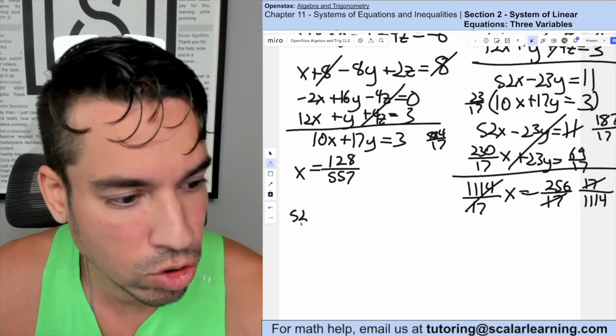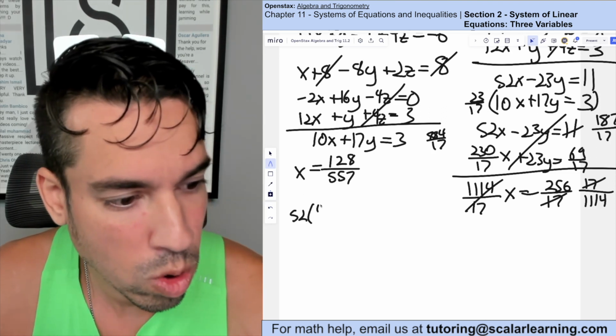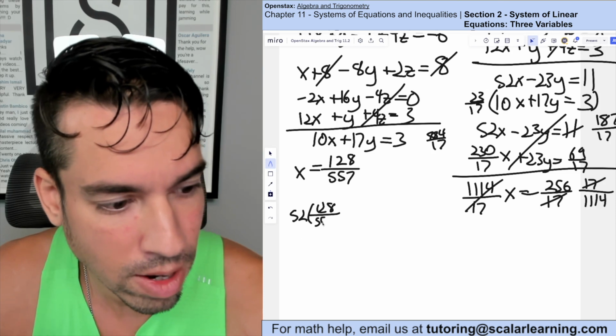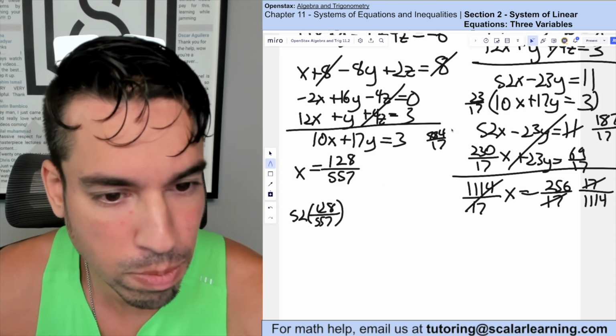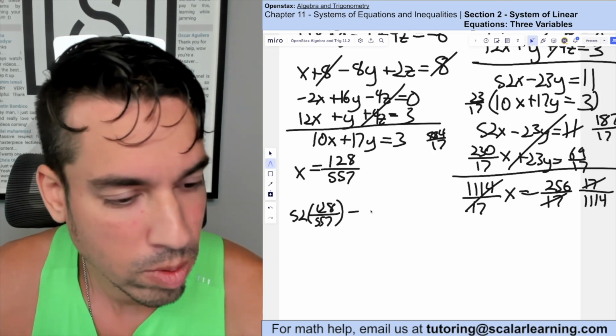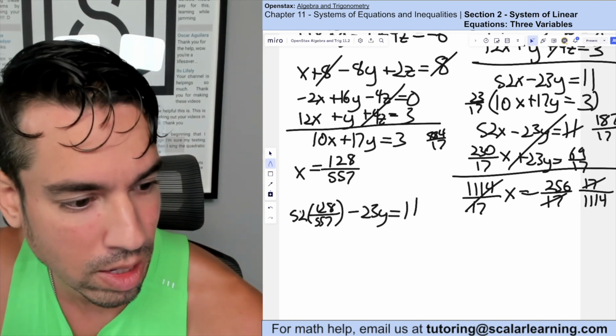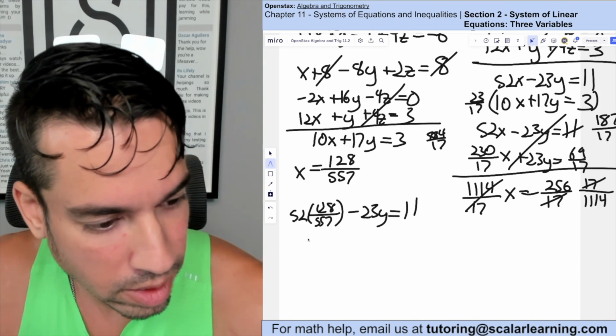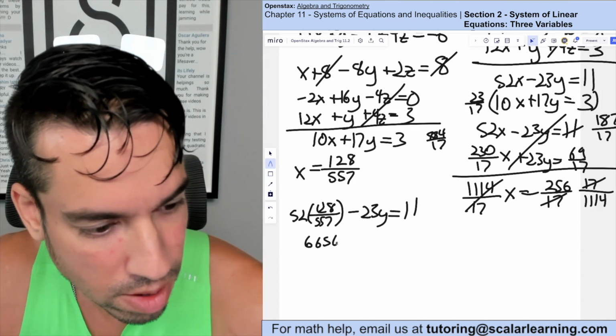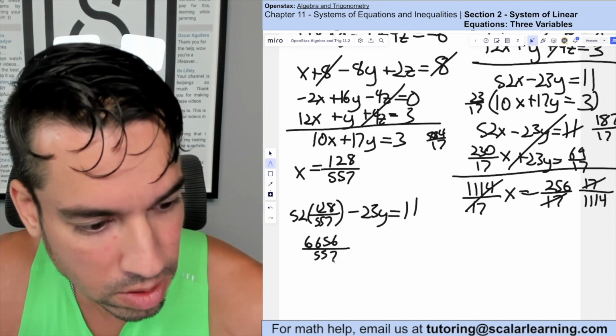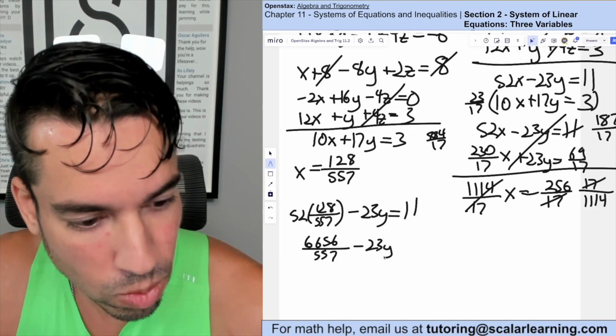So I got 52 times 128 over 557. Man, these are just such bad numbers, but it is what it is. We got to do it. Minus 23y is equal to 11, and then we got to isolate. 52 times 128 is 6656 over 557 minus 23y equals 11.